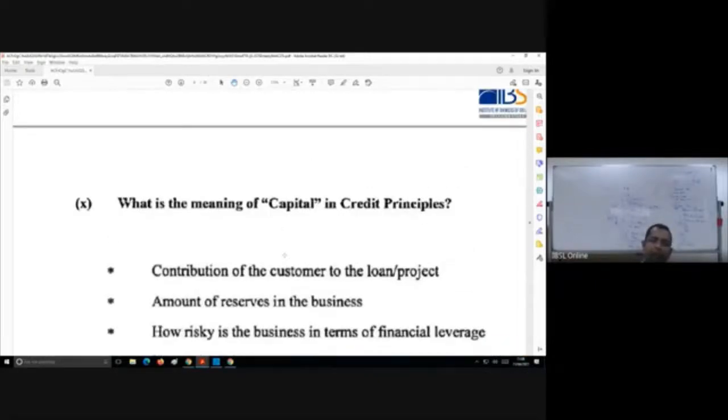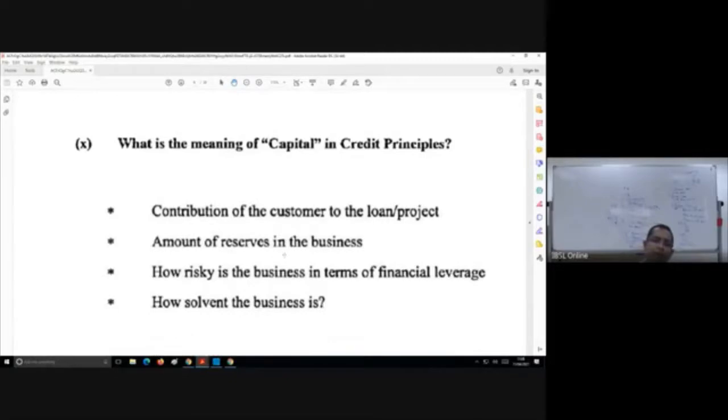What is the meaning of capital in credit principles? Capital is owner's funds. Contribution of the customer to the loan or the project. Amount of reserve in the business, that is the net worth and reserves altogether. How risky is the business in terms of financial leverage? The larger the gearing ratio, the higher the financial risk, because of the money you earn, a major portion you need to allocate for debt servicing, right?